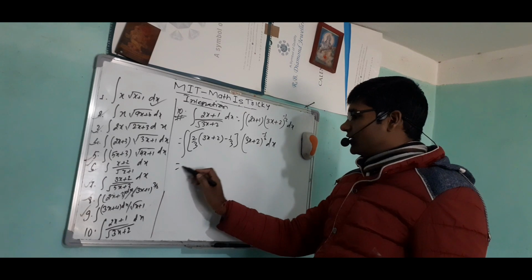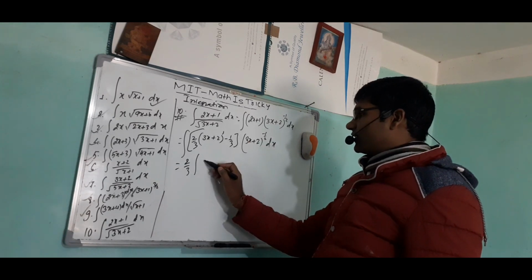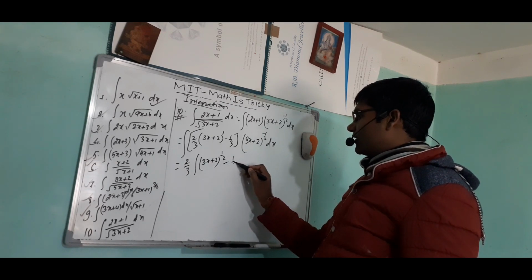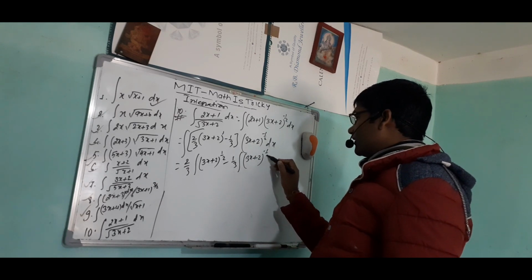So as before, let's write here 2 by 3, power will be 1, and here 1 minus 1 by 2 means (3x plus 2) power will be 1 by 2, minus 1 by 3 outside, (3x plus 2) power is 2 minus 1 by 2 and dx.